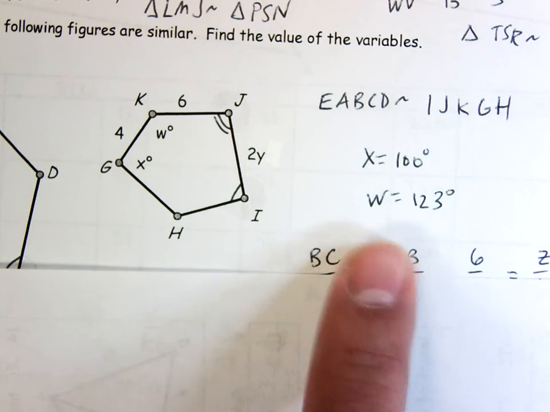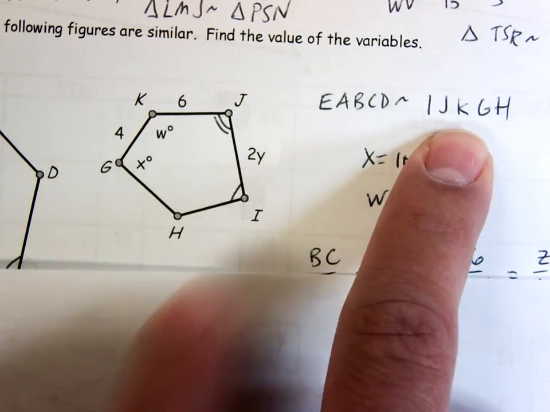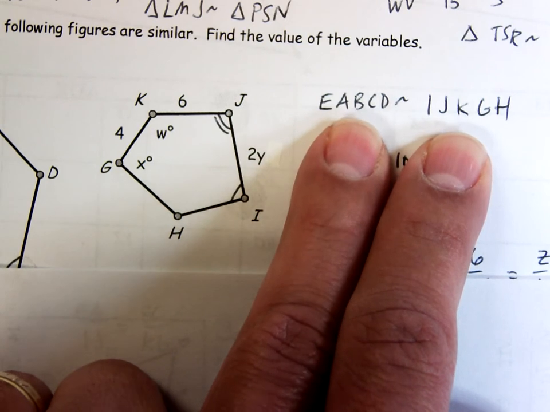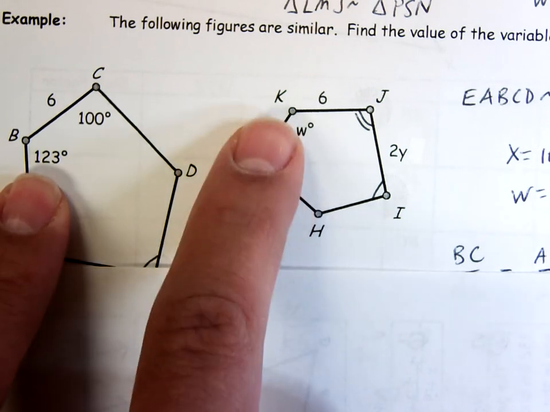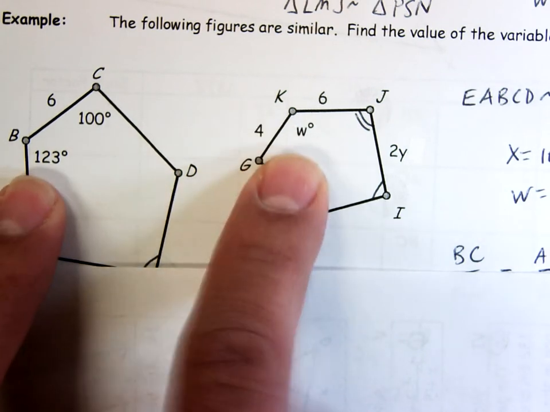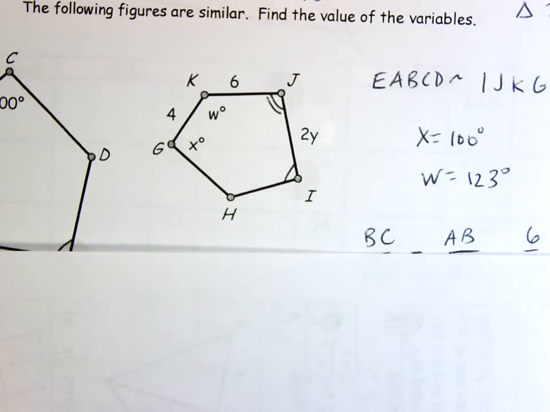Okay, and then I look at the W. Where's the W? W is the same as K. Well, K is in the middle, and so is B. And so K and B have to be the same. Well, if B is 123, then K's got to be 123, and so that means W must be 123. Okay, so those are the easy ones. Now, how do we get the side lengths?